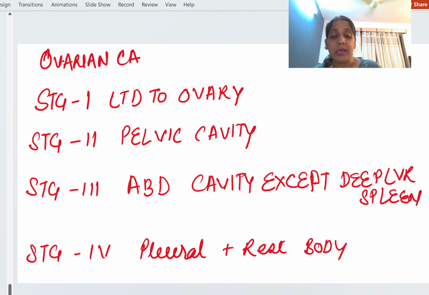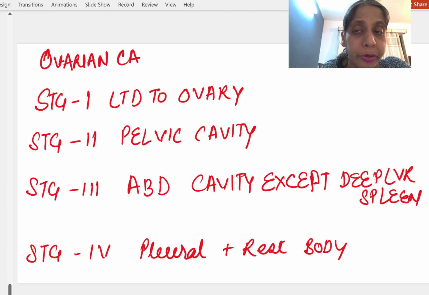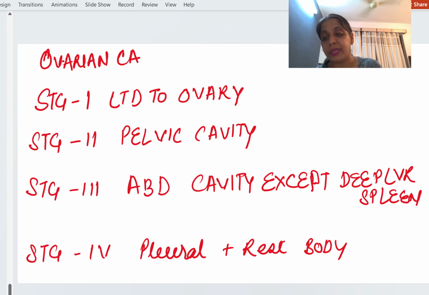Ovarian carcinoma staging is usually not asked, so we will have just a limited review. It spreads cavity-wise. Stage 1 is if it is limited to the ovary. Stage 2 is in the pelvic cavity. They can ask you pelvic organ, or pelvic lymph nodes. All that comes in stage 2. Stage 3 is abdominal cavity except deep liver and spleen. Stage 4 is pleural cavity or rest of the body. That was all about ovarian cancer.